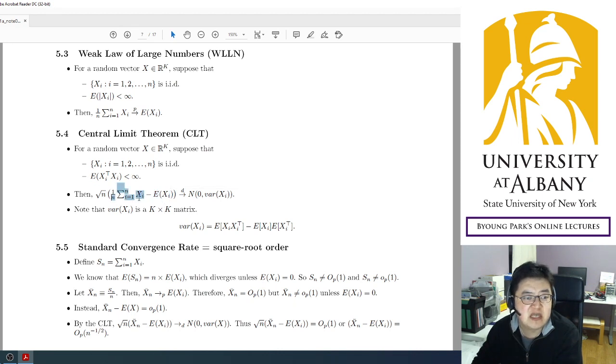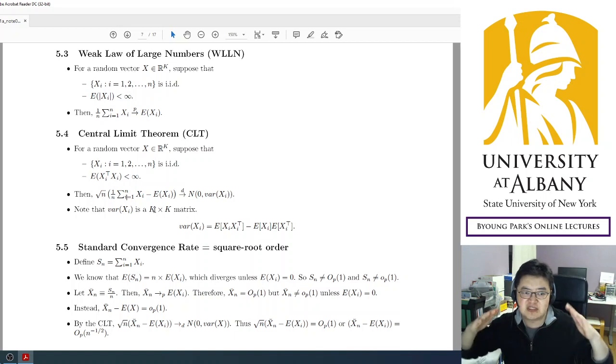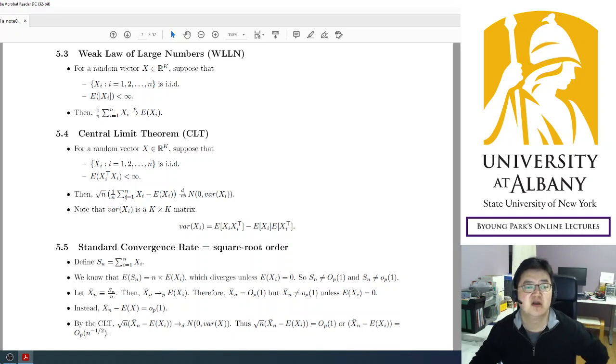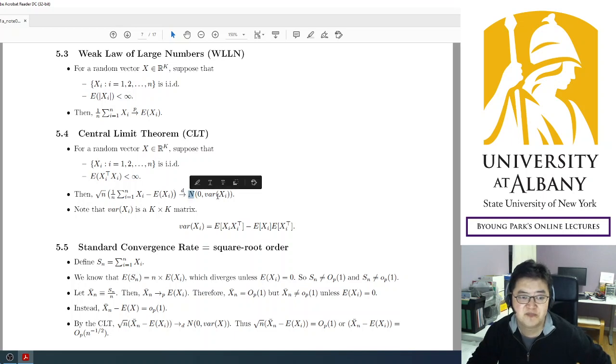The difference between the sample mean and the population mean converges to 0 by the weak law of large numbers. And so it converges to 0, so you cannot study its distribution. It vanishes. So you have to rescale by enlarging it by square root n. When square root of n is multiplied, its distribution is stable and converges in distribution to a normal distribution with the variance equal to the variance of x. So it's a very interesting result, a powerful result.